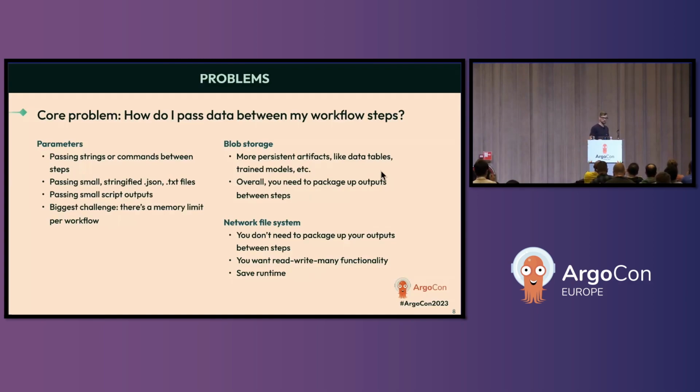And then on the blob storage side, yes, you're getting more persistent artifacts. They're a good fit for data processing, especially for versioning and trained models in the ML space. And overall, you just have to remember that you're going to be packaging in between steps, so you'll lose a little bit of speed, but you might save some money as far as the archiving benefits there. And lastly, with network file systems, the big benefit here is you're going to be setting up read-write-many compatibility. So if you will be running a lot of concurrent workflows, this is something to keep in mind. And if you have a step in the workflow that's processing a lot of files at once, you will save some runtime.